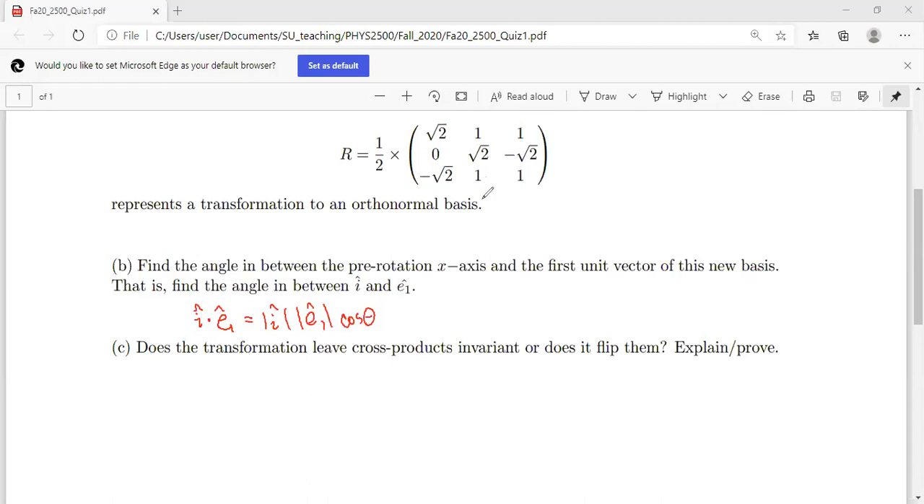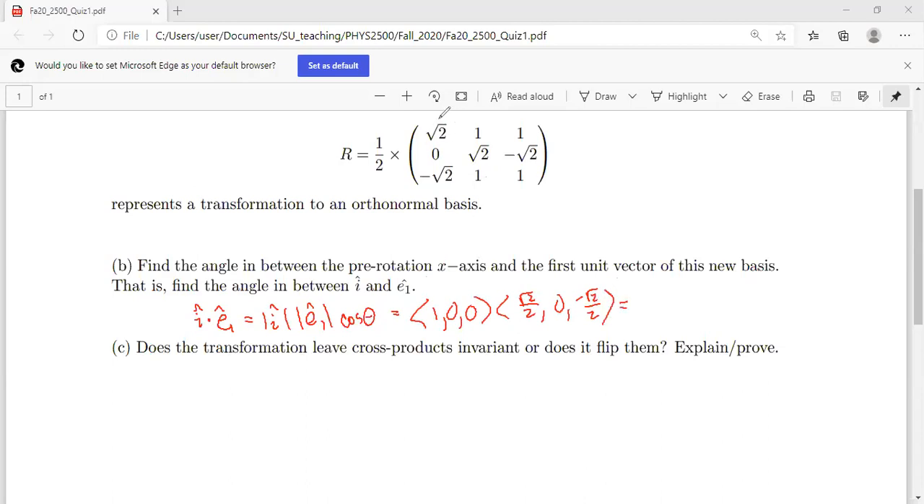So you could either do it the long way and actually literally dot product these out, which would look like dot product 1, 0, 0, and then, again, we know it's the first column now, so root 2 over 2, 0, minus root 2 over 2.